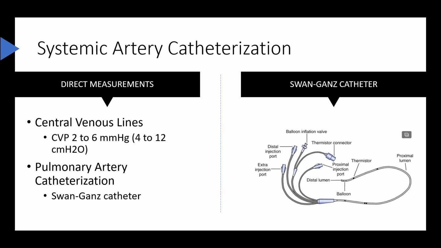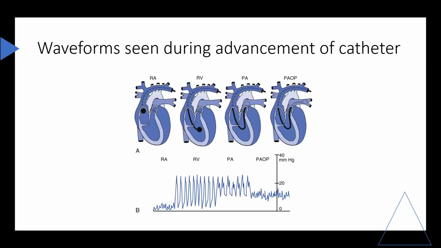Positioning the catheter can be accomplished by fluoroscopy or by monitoring the pressure tracings generated as the catheter is slowly advanced into the right heart and pulmonary artery. Fluoroscopy typically is reserved for the catheterization laboratory, whereas continuous pressure monitoring with electrocardiography is routinely used in the critical care setting.